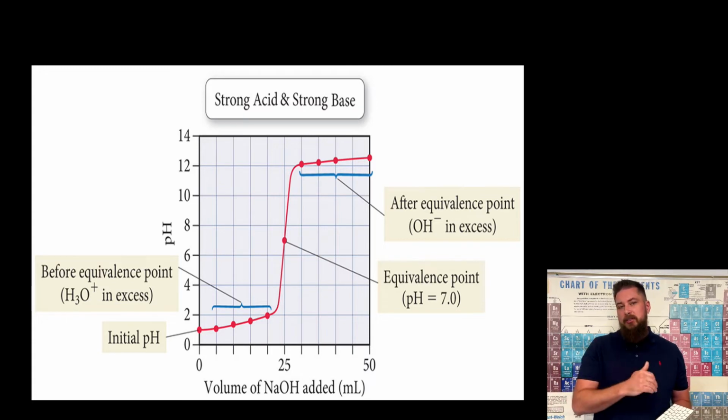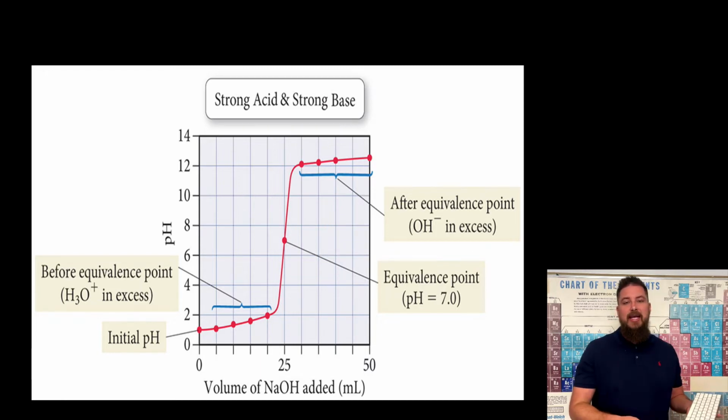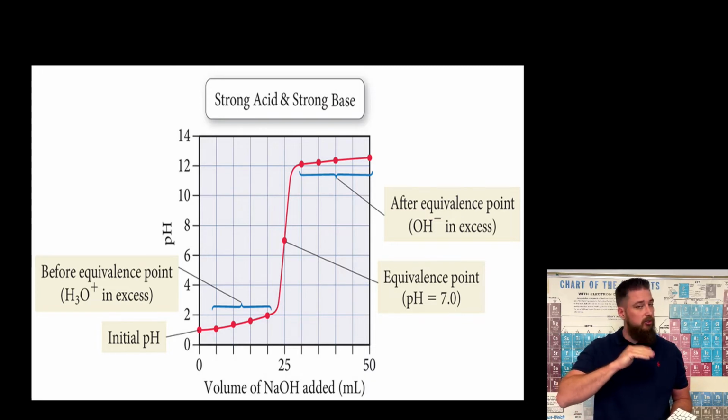As we add base to it, that base is reacting with the acid, but we're only adding a little bit of base at a time. So what ends up happening is it's only reacting with a little bit of acid, and if we have acid left over, the solution will still be acidic. So notice how the first part of the graph starts off acidic and it's slowly getting less and less acidic.